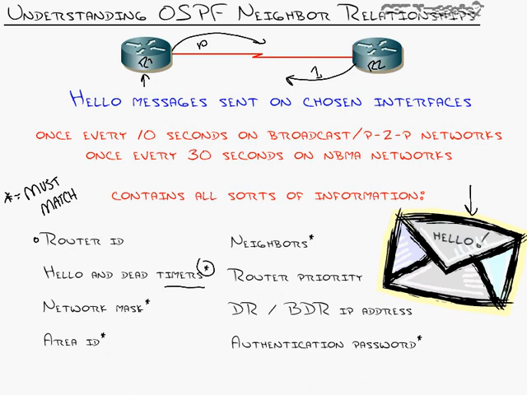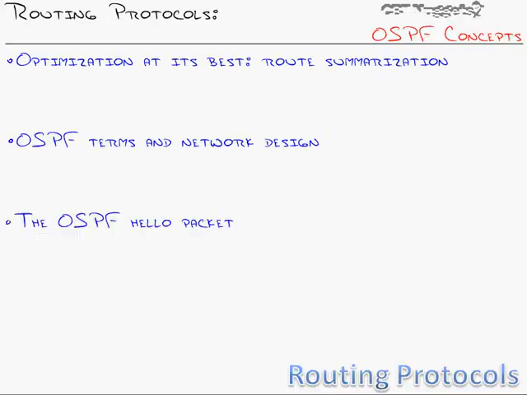Now, a lot of these things that you see in this hello packet we haven't talked about yet, and we will talk about. But the ones with stars, if they're not matching, the neighbor relationship will not work. And that's the number one troubleshooting criteria we have with OSPF, is making sure that all these things match. Otherwise, routes won't be exchanged. That should be enough of the OSPF concepts to get us going. As we continue this in the next video, we'll be able to see how these concepts apply in our configuration.